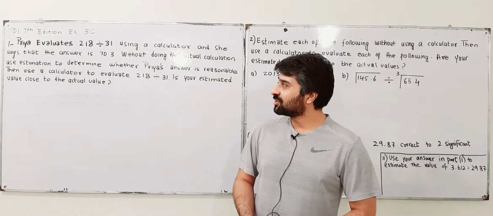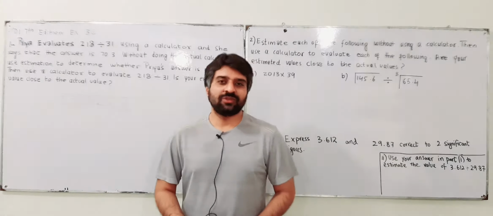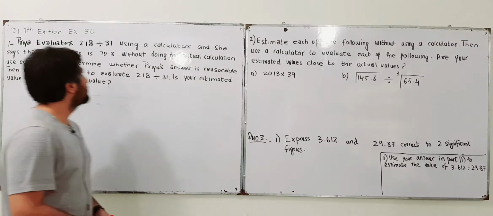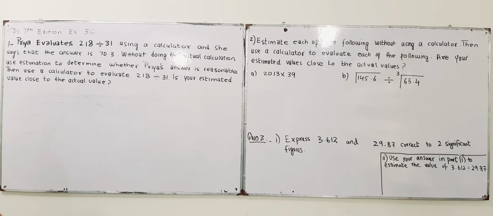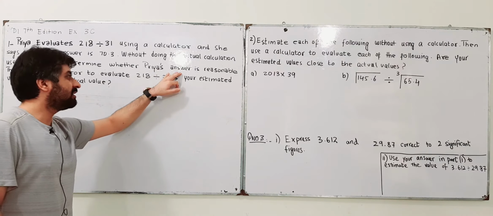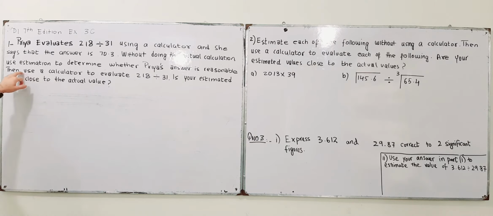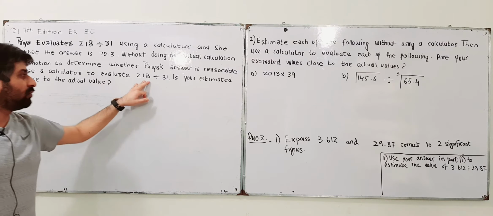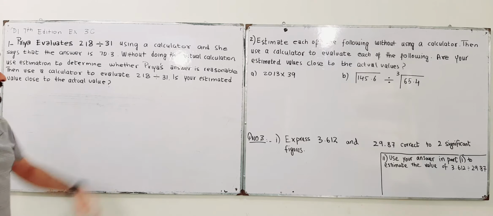So let us start from question number 1 of exercise 3C of D1 7th edition. The question is: Priya evaluates 218 divided by 31 using a calculator, and she says that the answer is 70.3. Without doing the actual calculation, use estimation to determine whether Priya's answer is reasonable. Then use a calculator to evaluate this value. Is your estimated value close to the actual one?